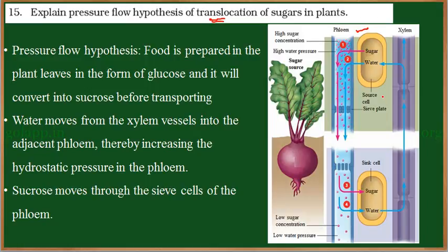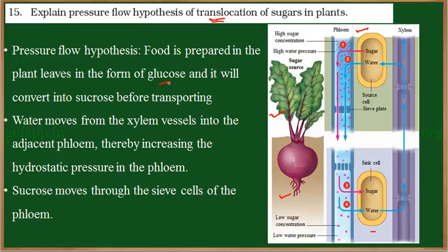So students, translocation occurs from source to sink. Source is a place where the food is synthesized, generally the leaves, and sink is the place where the food will be utilized, and that is generally the roots. Now leaves undergo photosynthesis and they produce sugar in the form of glucose.